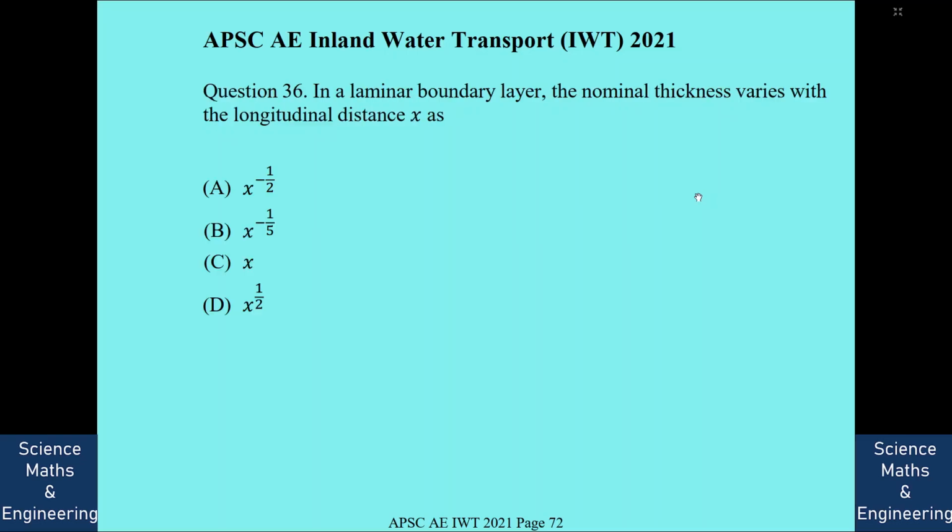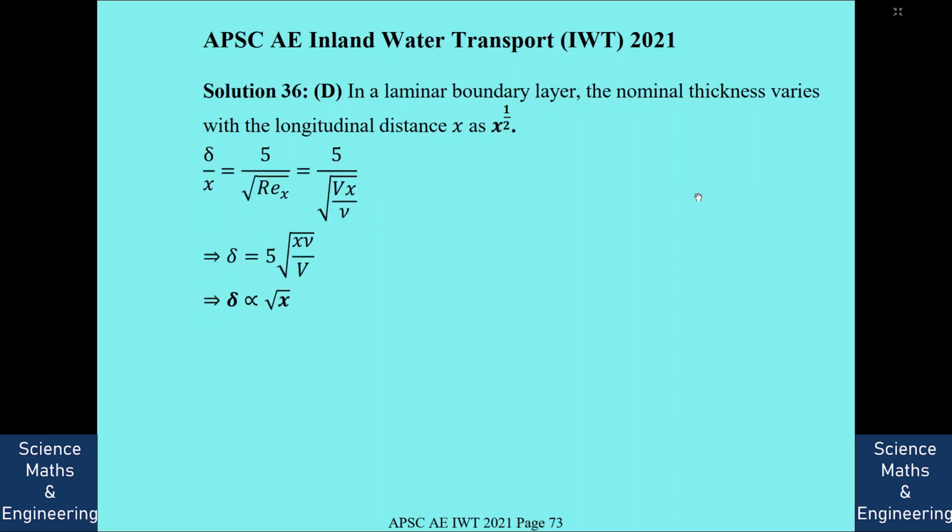Next. In a laminar boundary layer, the nominal thickness varies with the longitudinal distance x as A, x to the power minus half, B, x to the power minus 1 by 5, C, x, or D, x to the power half. So the answer is, in a laminar boundary layer, the nominal thickness varies with the longitudinal distance x as x to the power half.